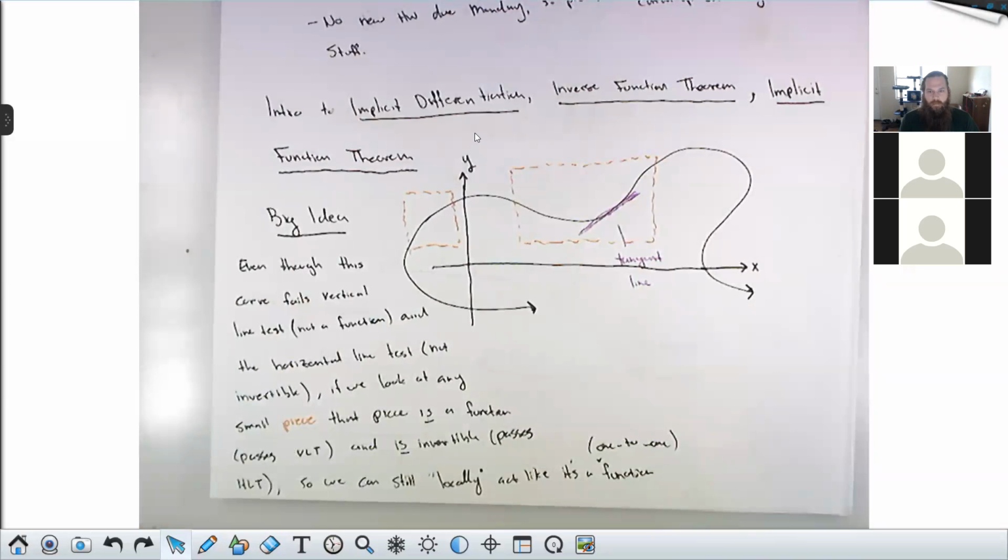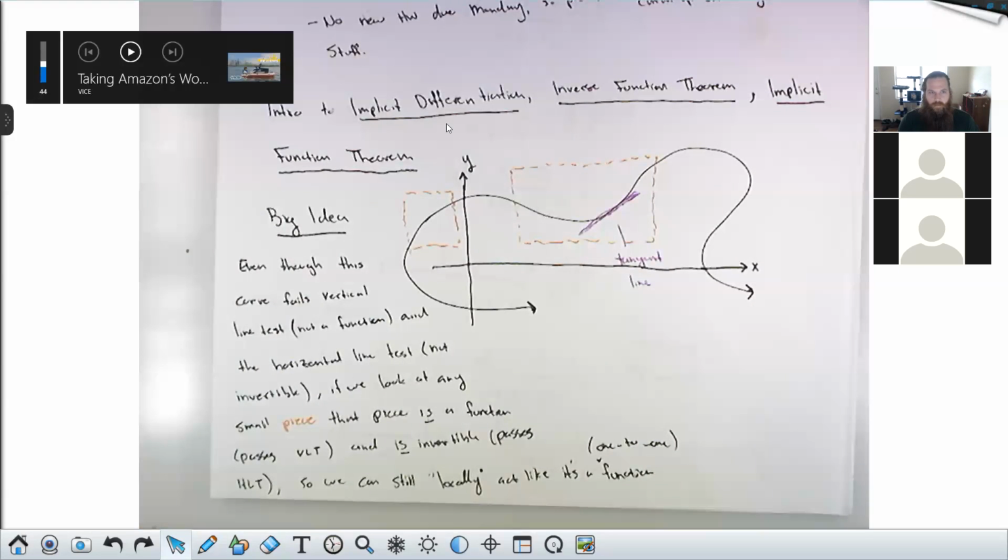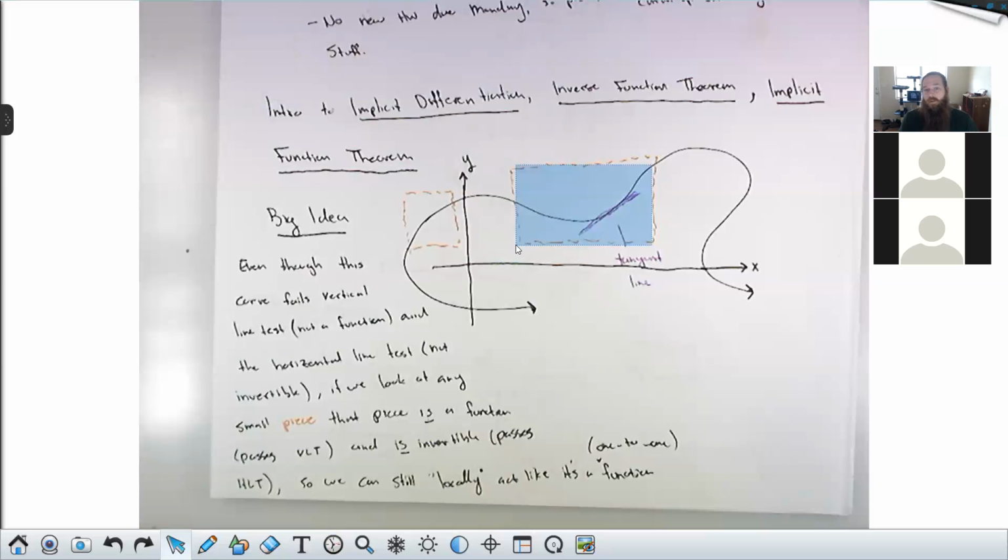Wait, doesn't that not pass the horizontal test as well? So this little window here passes the vertical line test, but not the horizontal line test. This little window passes both. And if I were to shrink this window down to like this size, then it would also pass both. So the big idea is if you use a small enough window, you can pass both the horizontal and vertical line tests for pretty much any curve. If you look locally, if you just look at a very, very small patch of it, then that little patch will be both one-to-one and a function.